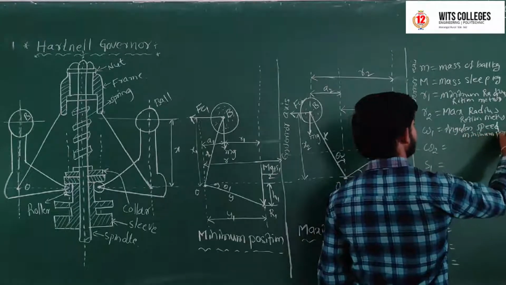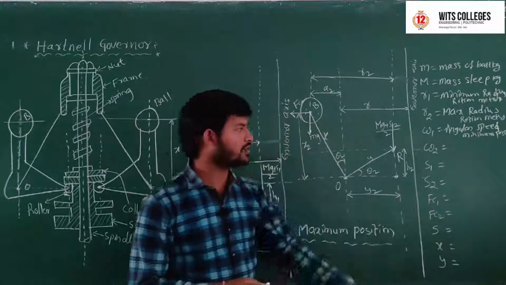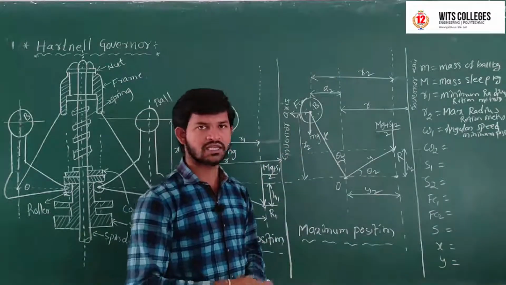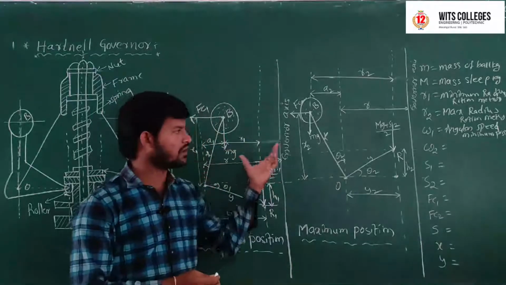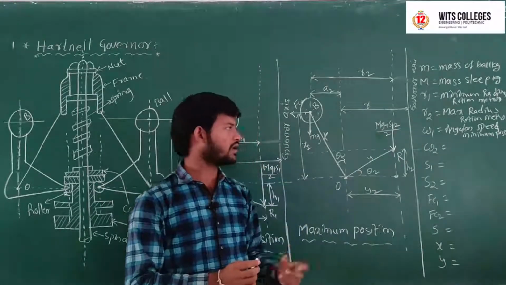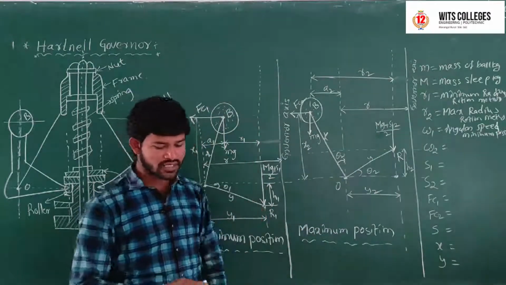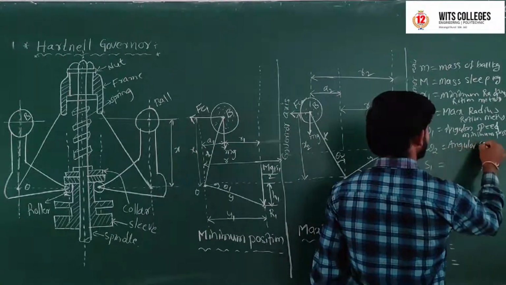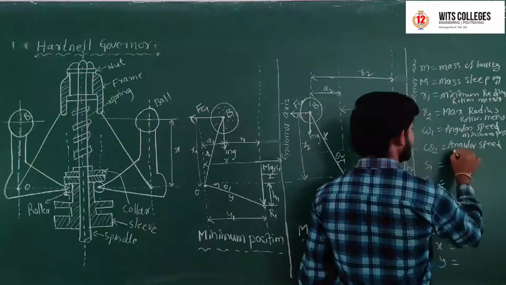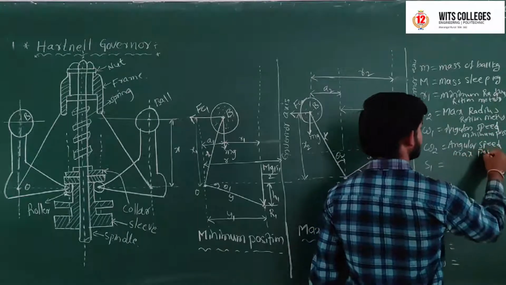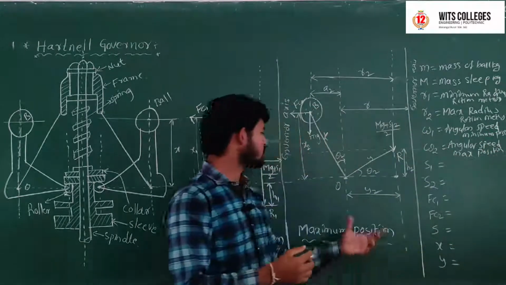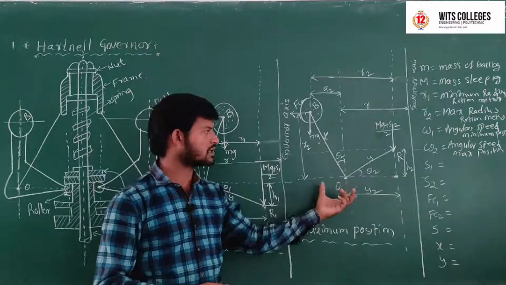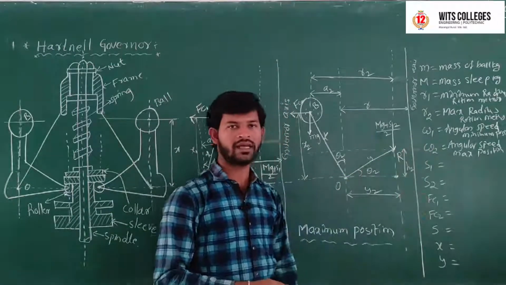Okay, angular speed of the governor in minimum position. Here omega is 2πn/60, as we already know the speed, so we will find out the angular speed of the governor at minimum position, and omega 2 is the angular speed of the governor at maximum position. At the maximum position we obtain the N2 value, which is the speed at the maximum position, and we can find omega 2 as 2πn/60.